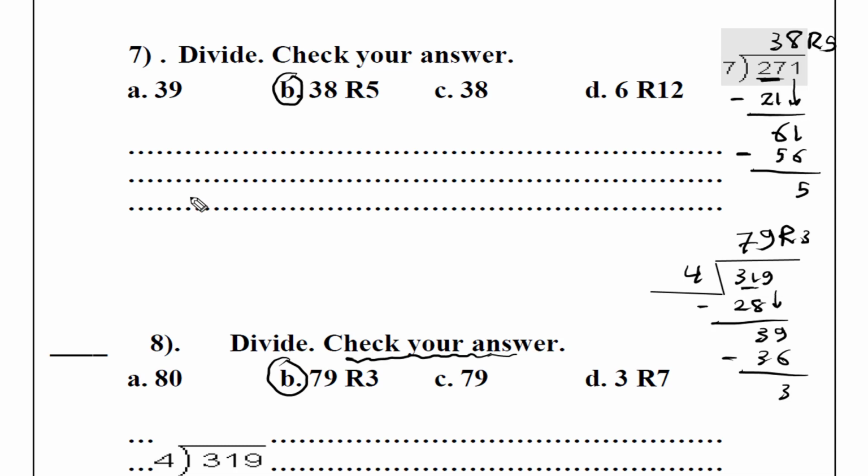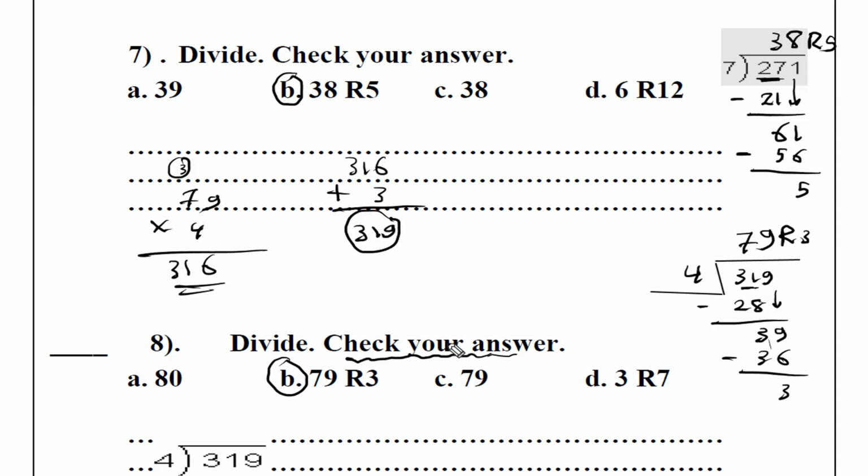We can check our answer in this part. We have here 79 times 4. This is the first step. We studied before how to multiply by a one-digit number. 4 times 9, it will be 36. Write 6 and keep 3 up. 4 times 7, it will be 28. 28 plus 3, it will be 31. So we have here 316. Step 2, we will add 316 plus the remainder, which is 3. So it will be 319. Look here, 319 is the dividend. So I am correct.